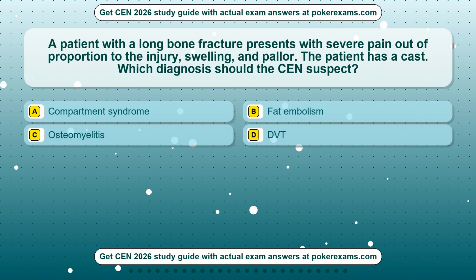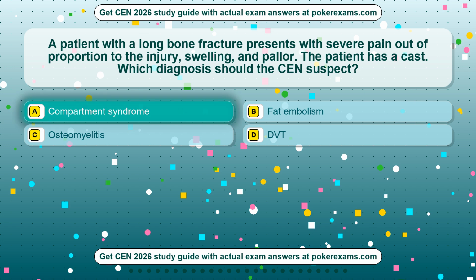Question 13. A patient with a long bone fracture presents with severe pain out of proportion to the injury, swelling, and pallor. The patient has a cast. Which diagnosis should the CEN suspect? Option A, compartment syndrome. Option B, fat embolism. Option C, osteomyelitis. Option D, DVT. The correct answer is option A.